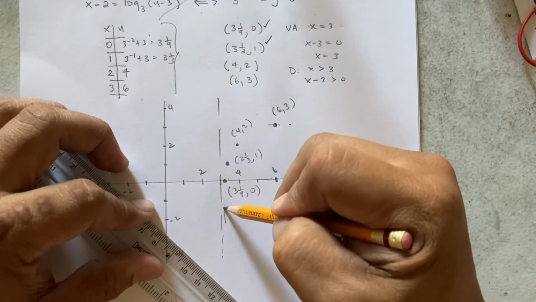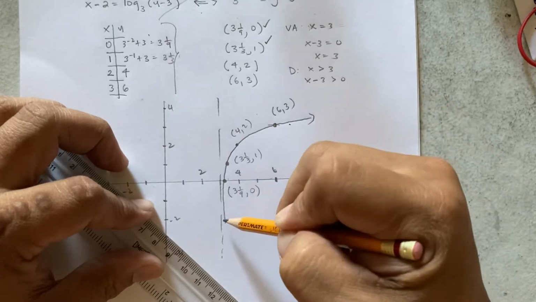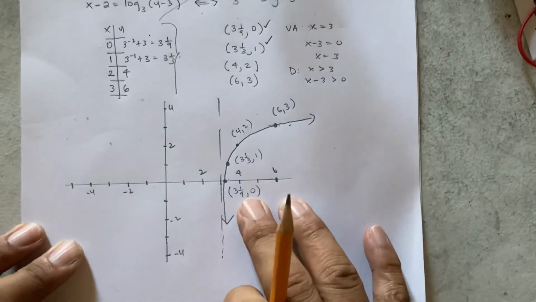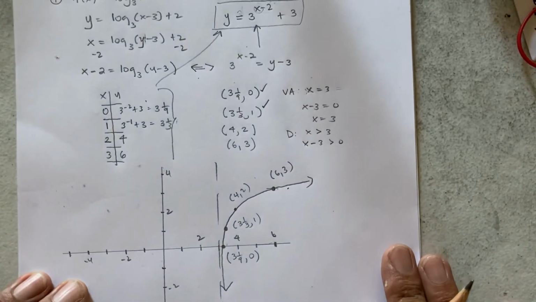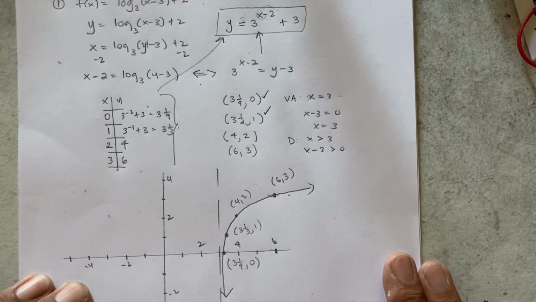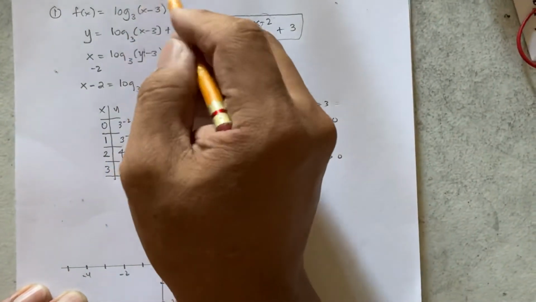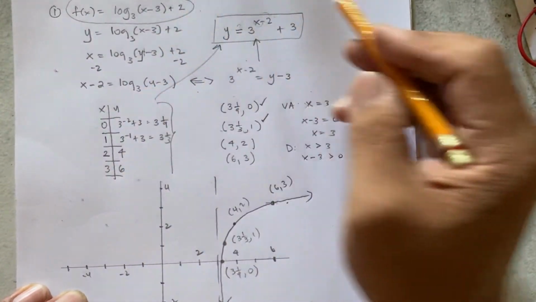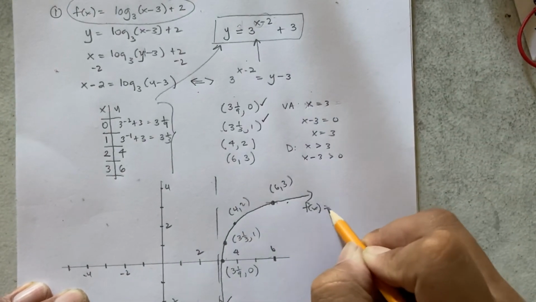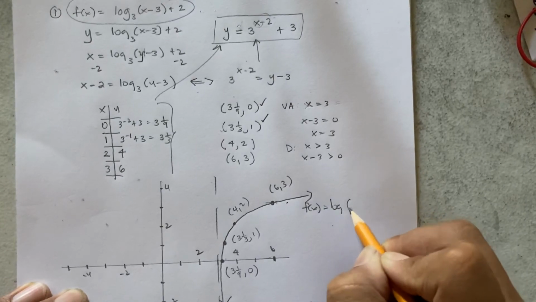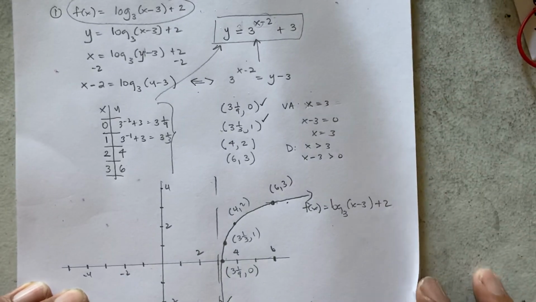So your graph of your logarithmic function is this graph right here. Okay, so I'm going to move this down here. And what you're going to see here is f of x equals log of x minus 3 to the base 3, plus 2. I'm going to write it here. Equals log of x minus 3 to the base 3, plus 2. And that's your graph.